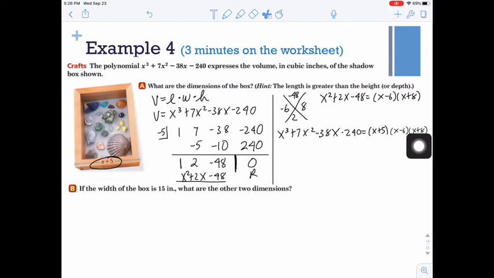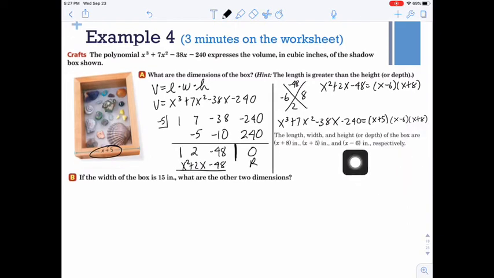So the length, the width, and the height or depth of the box are x plus 8 inches, x plus 5 inches, and x minus 6 inches respectively. Keep in mind that the x minus 6 is the height or depth because the hint said that the length is greater than the height or the depth. Since x minus 6 would be the smallest number out of the 3, that's going to be your height or depth. Part B says, if the width of the box is 15 inches, what are the other 2 dimensions?